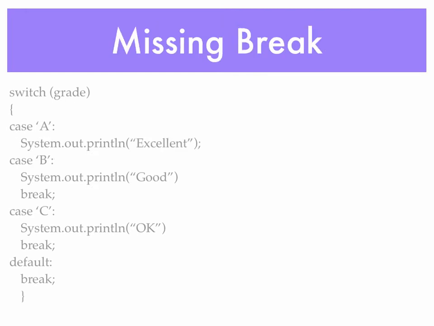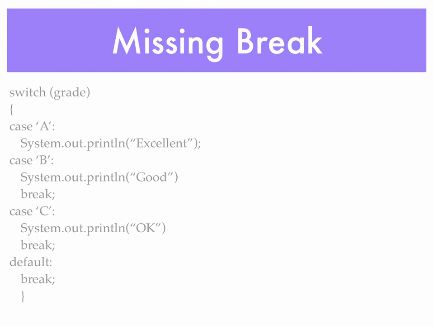If we're missing a break statement, we'll get unexpected results. In this example, we have the switch construct. The controlling expression again is the grade, which is a character. And we have case A, and then the executed code System.out.println, and we want to print out the string excellent. Notice that there's no break that follows that System.out.println excellent. That means that execution will continue until I hit the break statement.